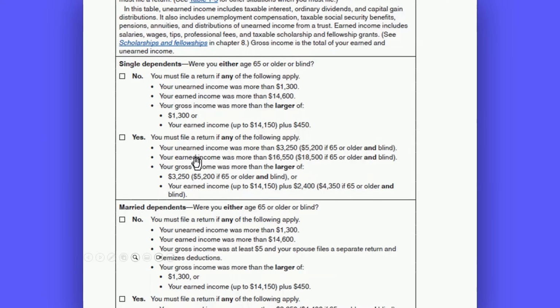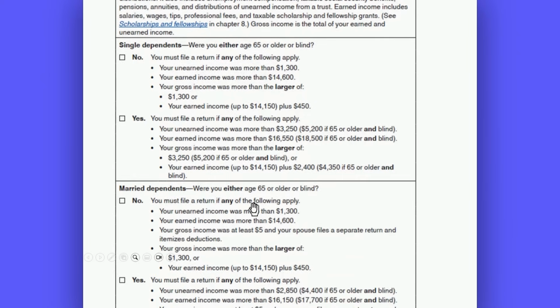And then there's the final category. If their gross income, again, the combination of their earned and unearned income, is more than the larger of $3,250 again, or their earned income plus $2,400, then that person needs to file a separate tax return. So again, this is this top box. This is for single, unmarried dependents.